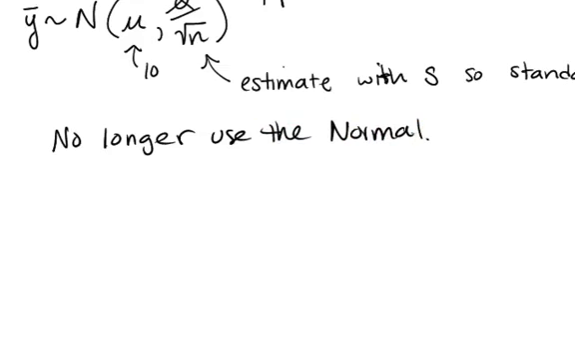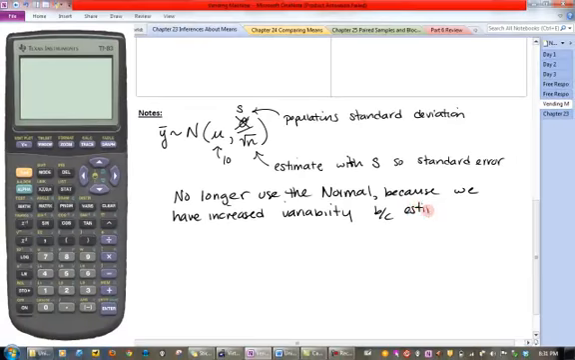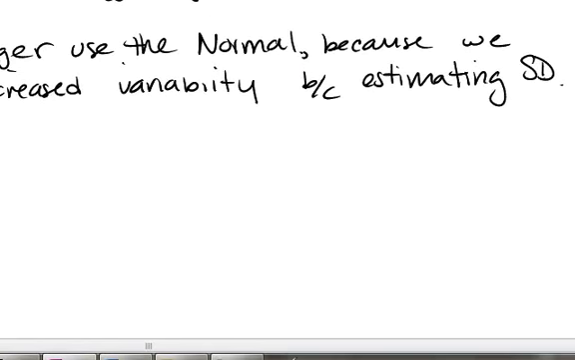Because particularly for small sample sizes, the normal model is going to be a little bit too narrow for us because we have increased variability. And remember, that's because we don't know our standard deviation. All right, so we have increased variability, we don't know our standard deviation, and for small samples, that's not good.